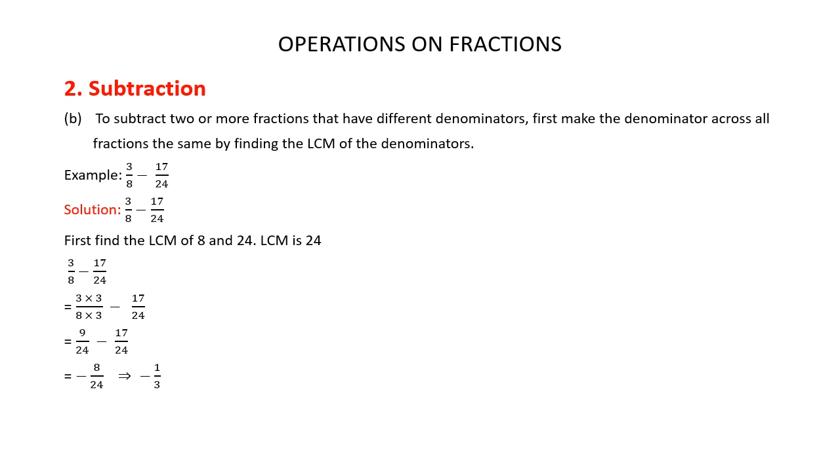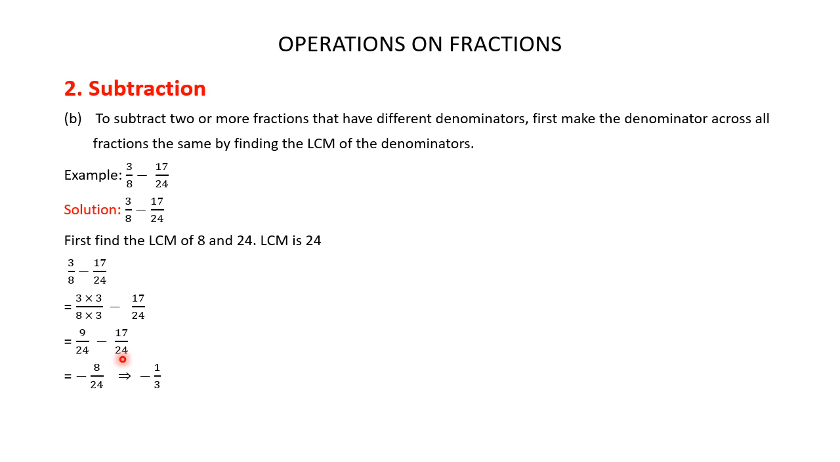Since you have multiplied the denominator with 3, multiply the numerator also with 3. So 3 multiplied by 3 is 9. So now you get the fraction 9 by 24. Now 17 by 24 has the denominator as 24, so you can keep this number as it is. So finally you get the sum as 9 by 24 minus 17 by 24.